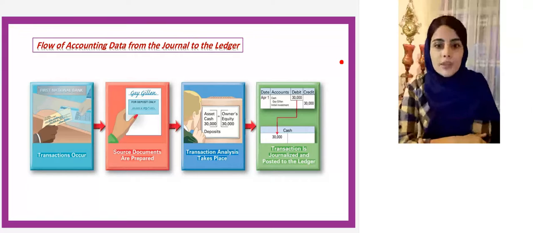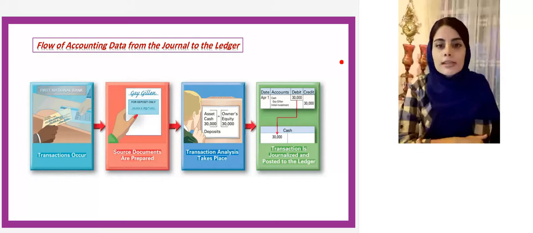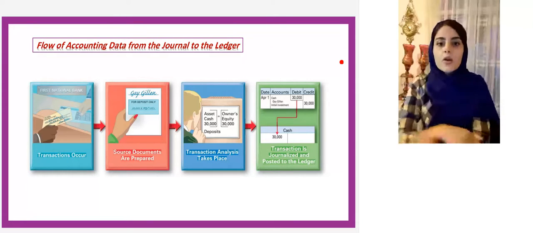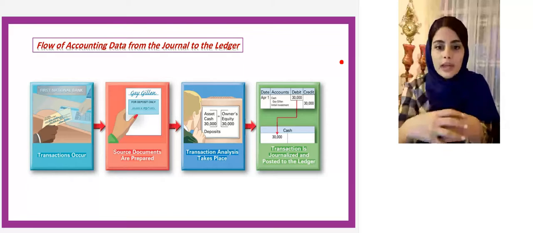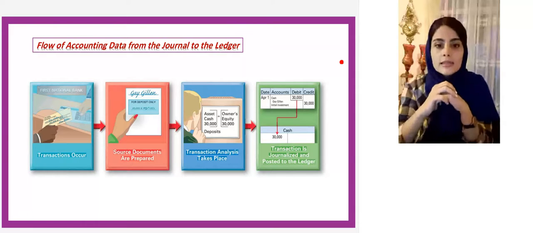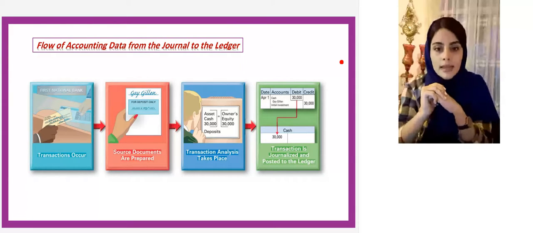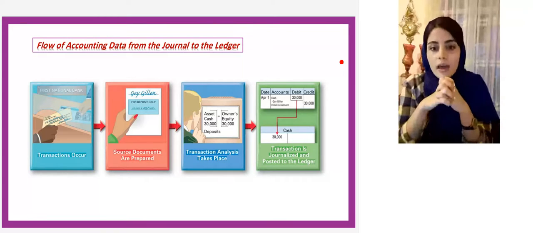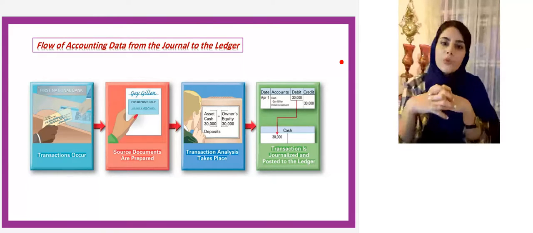And here you can see the flow of accounting data from the journal to the ledger. First, the transaction occurs. Then, source documents are prepared. After that, transaction analysis takes place. And then, the transaction is journalized and posted to the ledger account.